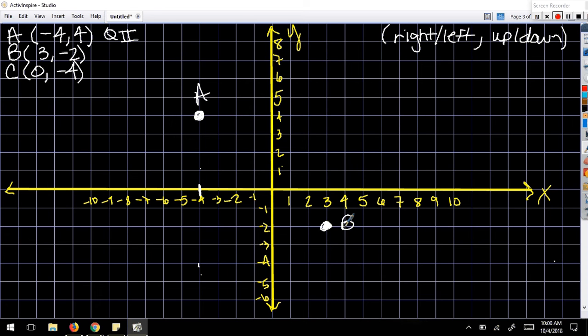C is like it's in the same. Okay, so C is in quadrant 3. No, it's not. It's on the line. All right, first of all, what quadrant is B in? 4.